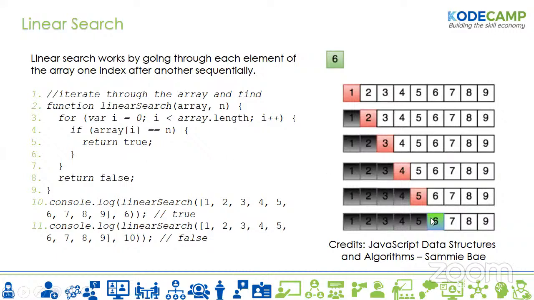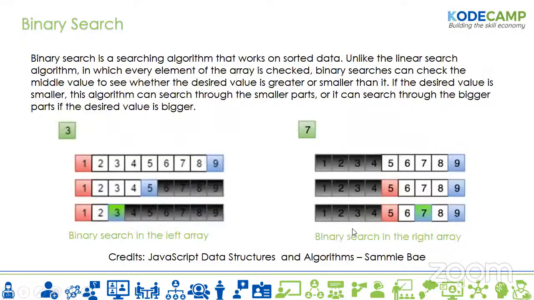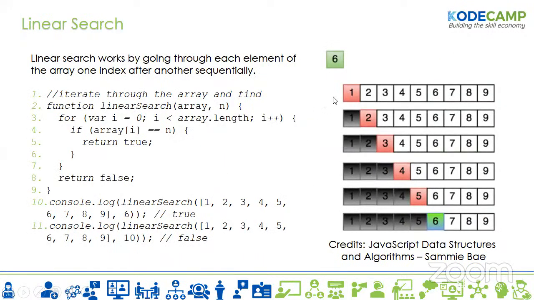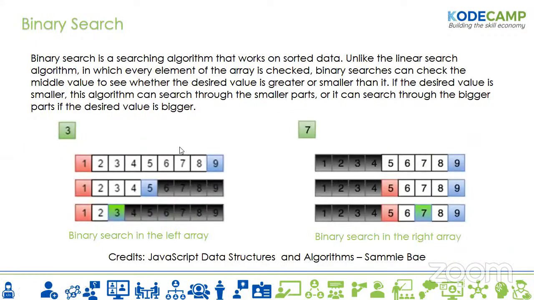We're looking for 6, and this iteration happens 6 times: 1, 2, 3, 4, 5, 6 for it to happen. But in this case, let's say we're looking for 3. If we're looking for 3, it goes 1, 2, 3, and it takes about 3 iterations to get that done. Here also, it takes about 3 iterations. So you see at 3, both of them function equally.